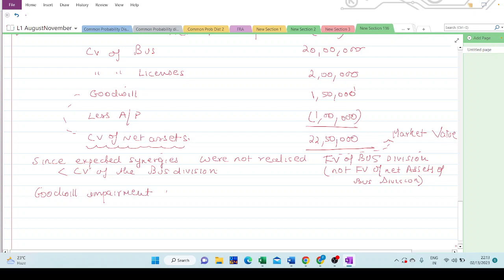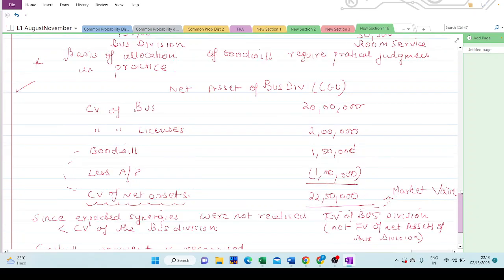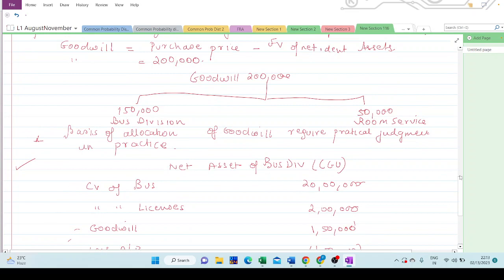This is the broad idea, guys. Now, are we recognizing impairment loss at the goodwill level? Guys, please tell me. Are we recognizing the impairment loss at the goodwill level? Yes or no?